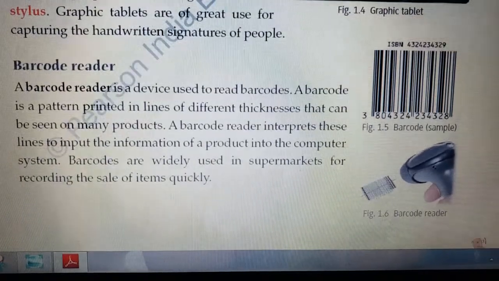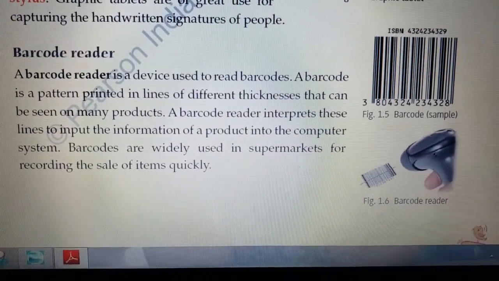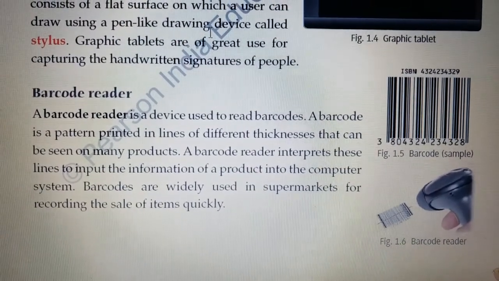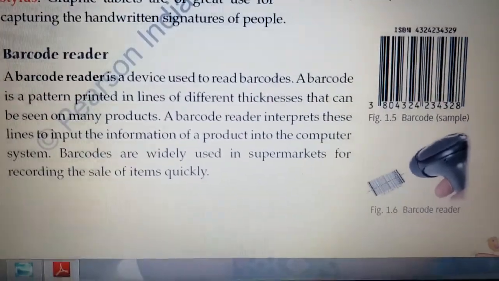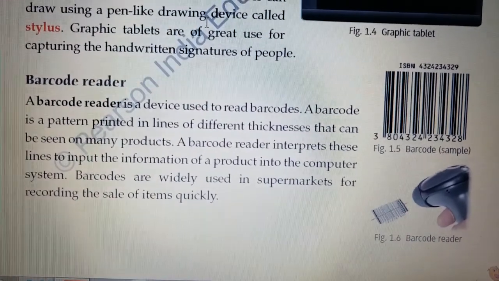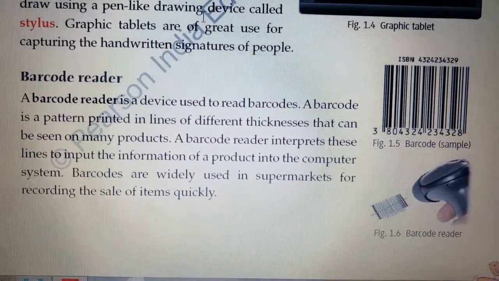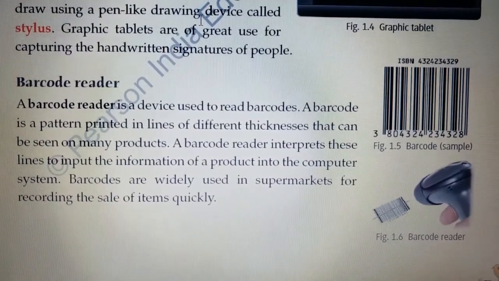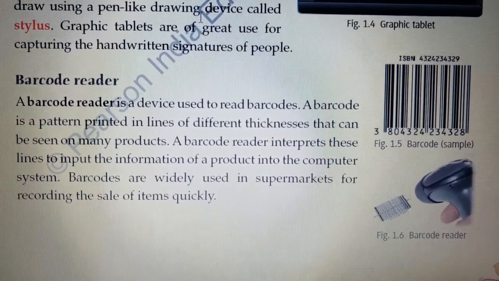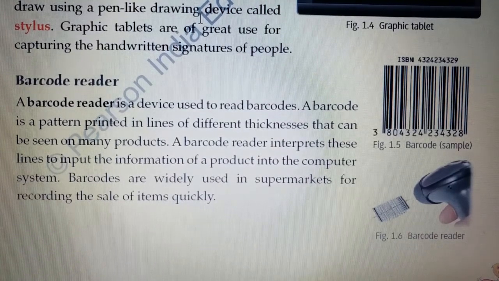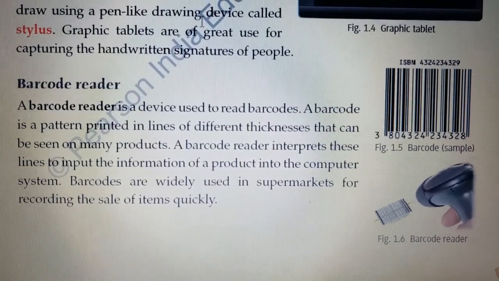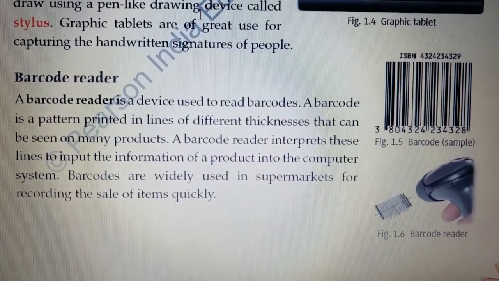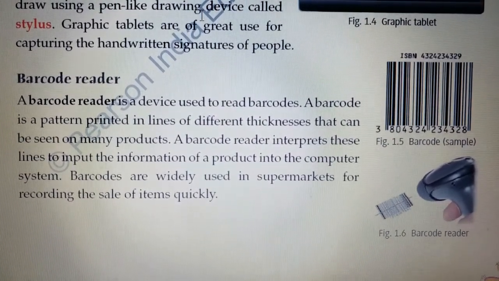Barcode reader. We all know that when we are purchasing something, the cashier scans the barcode of the items. A barcode reader is a device which is used to read barcodes. A barcode is a pattern printed in lines of different thicknesses that can be seen on many products. A barcode reader interprets these lines to input the information of a product into the computer system. Barcodes are widely used in supermarkets for recording the sales of items.